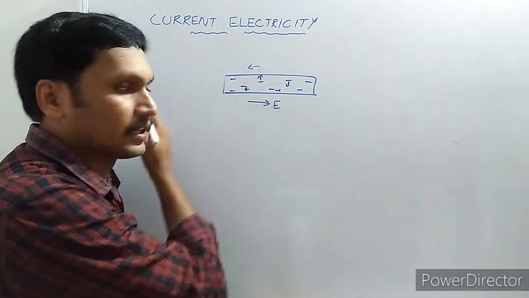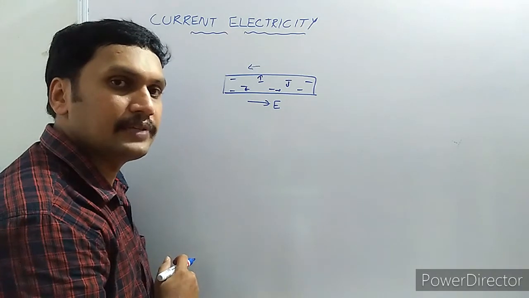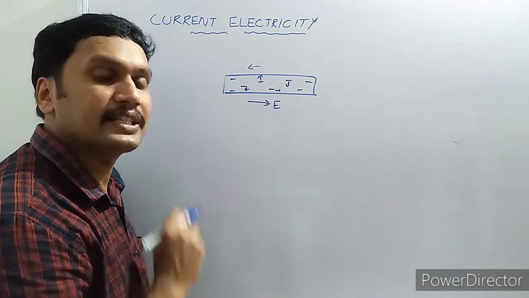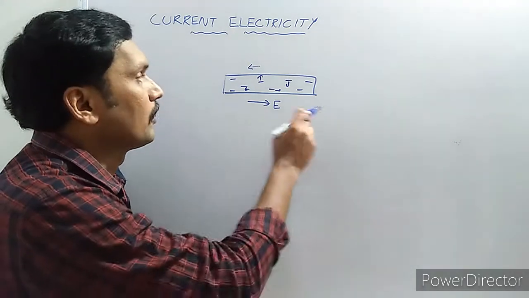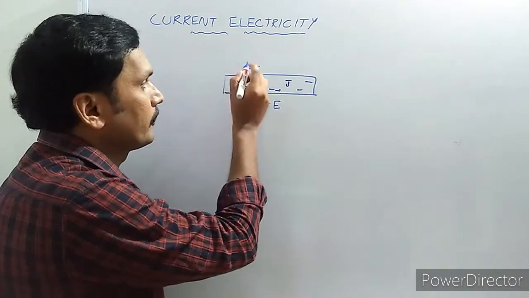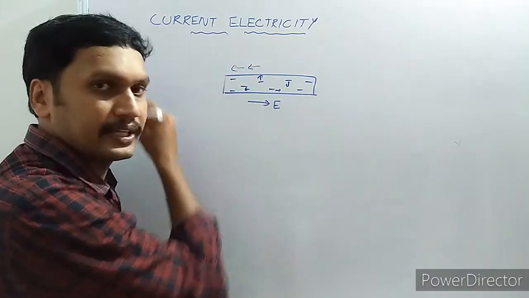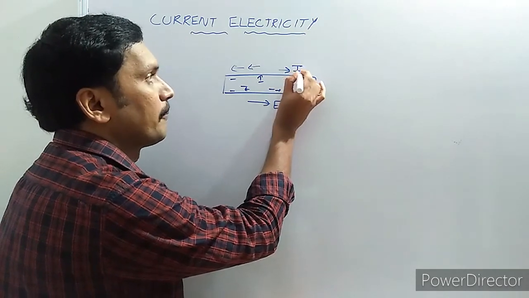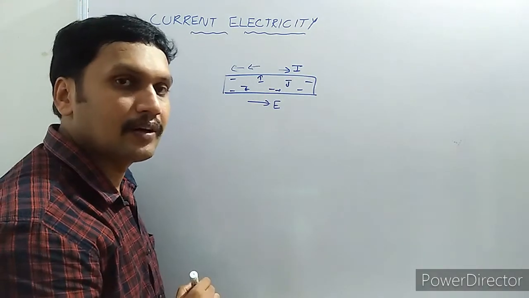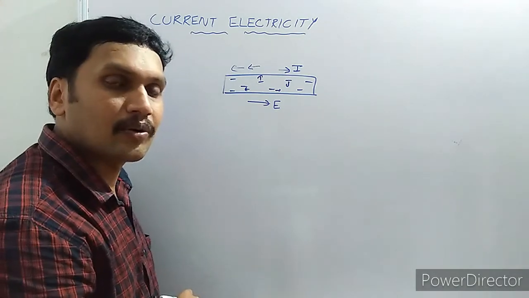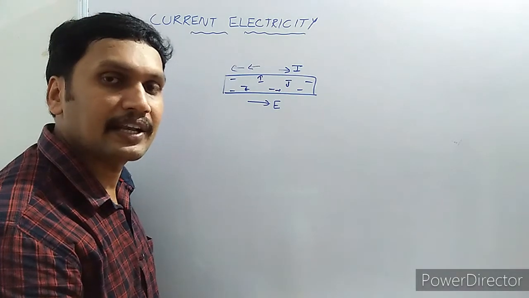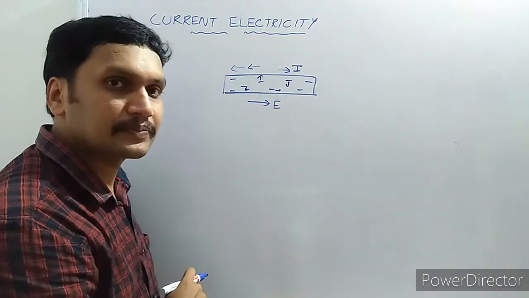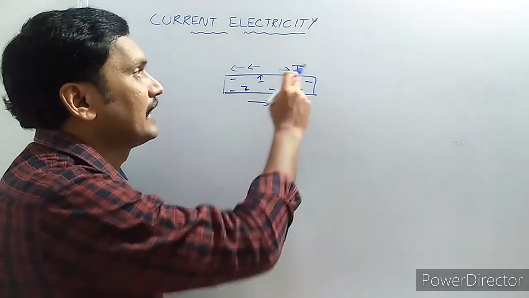This is the direction of the electron, and conventionally we take the direction of current as opposite to the direction of flow of electron. All the electrons are flowing in this direction, and the direction of current is conventionally taken opposite to the direction of the electron, or in the direction of motion of positive charge. This is the direction of current.